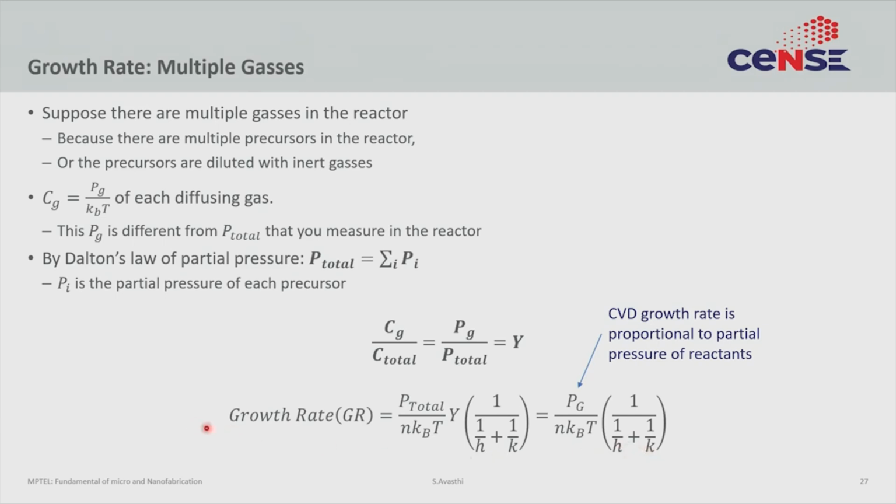This equation is extremely useful, and the first generalization that we can actually get from this is to observe that growth rate depends upon the total pressure. This is constant across all CVD. If you want to increase your growth rate, you must increase your pressure, right.